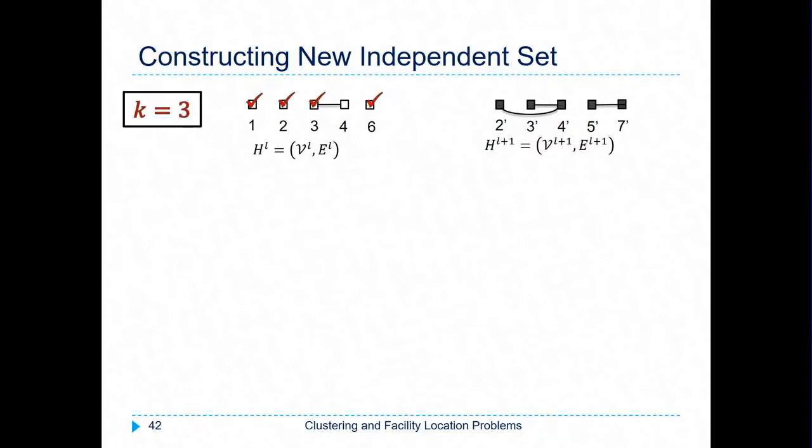So the way we construct the independent set is also we do it sequentially. When we are at the graph H_{L+1} for the L+1 round, we start with the graph of the previous round. Suppose that we have k equal 3, and at the previous round, the independent set has size 4. Now we want to construct the independent set for this round.